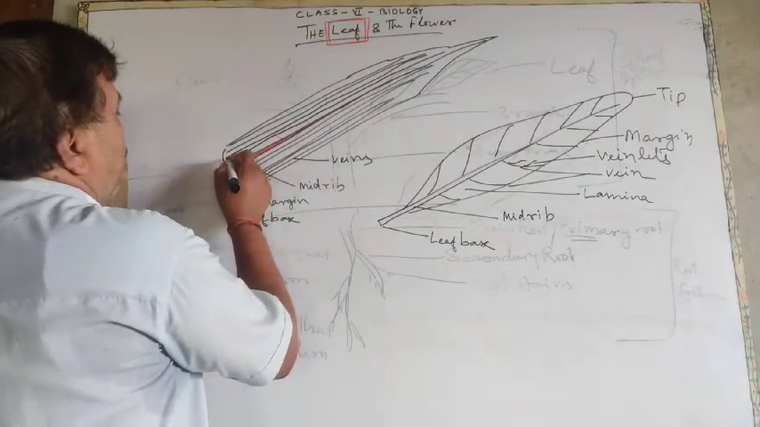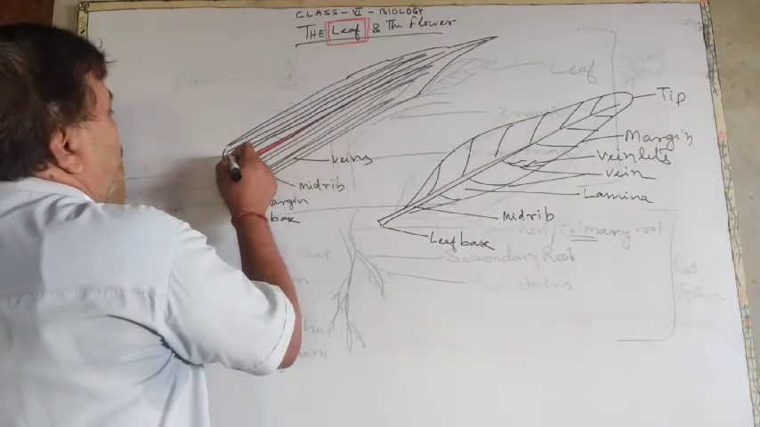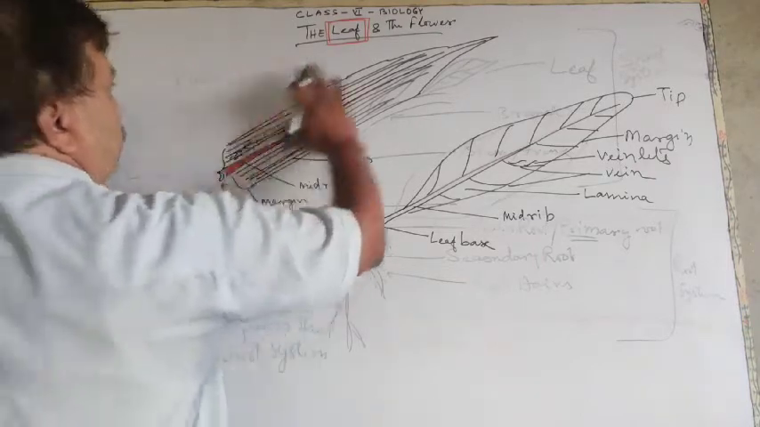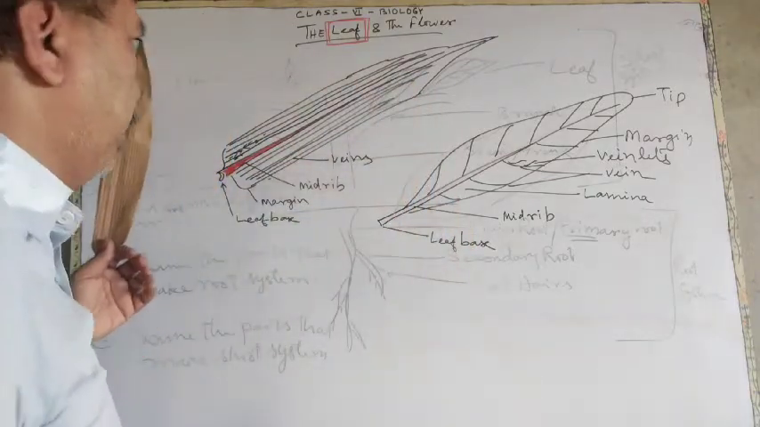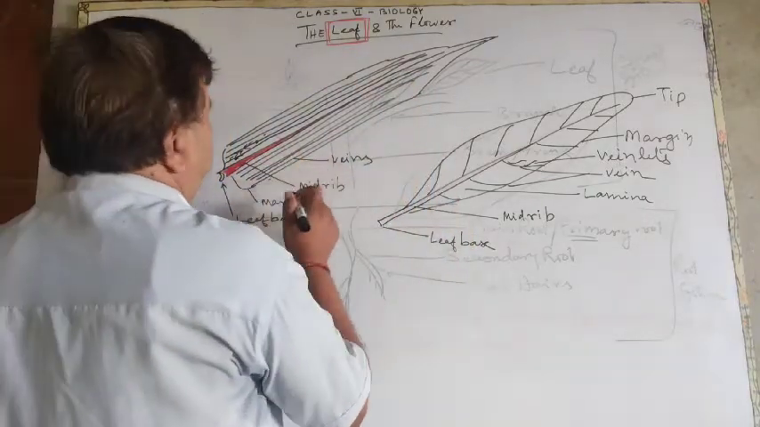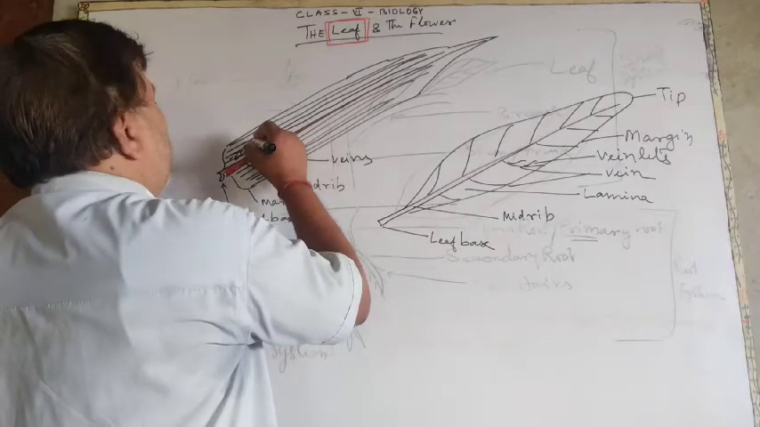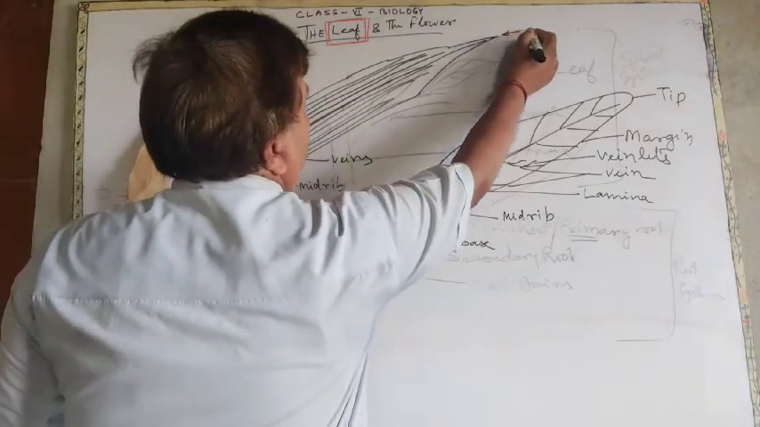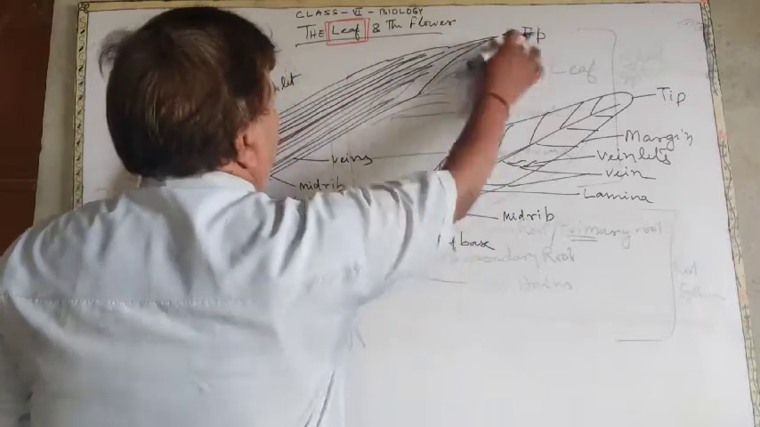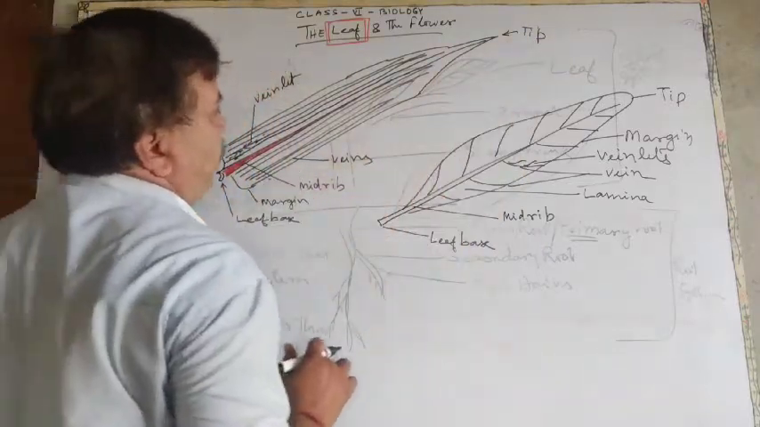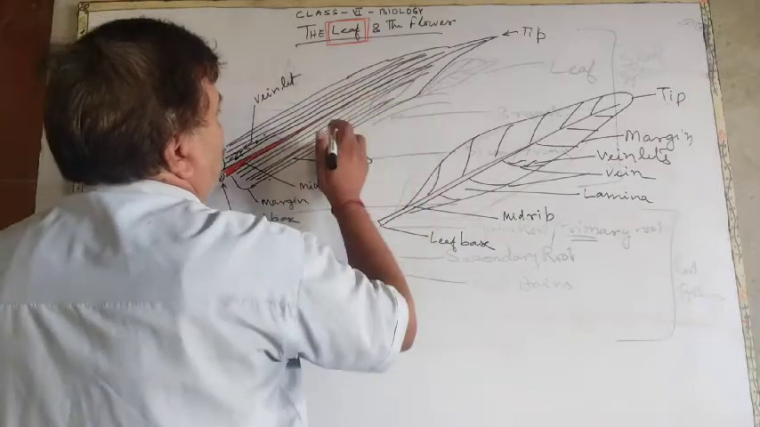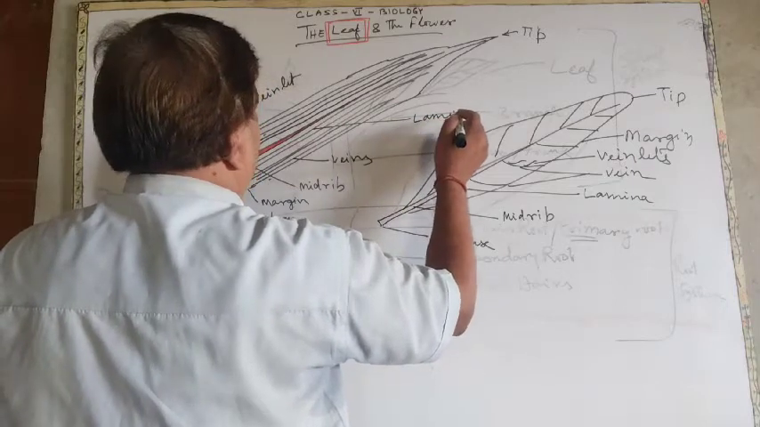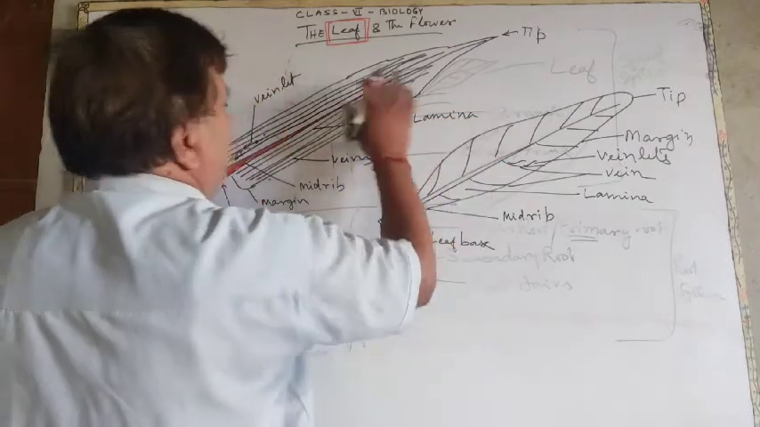From these veins, veinlets also develop like this. From every vein, veinlets also develop. And this is the full shape. The flattened structure is the lamina. Let me label all these parts: vein, midrib, margin, and this one is the veinlet, and this one is the tip. So 1 2 3 4 5 6, and what is remaining now? This full flat structure is the lamina, on which these are arranged.